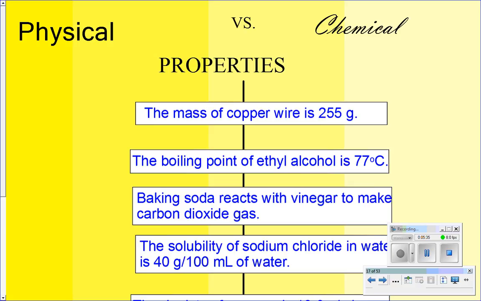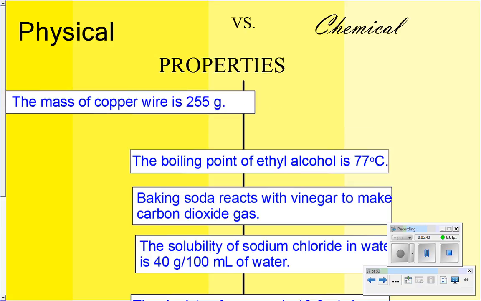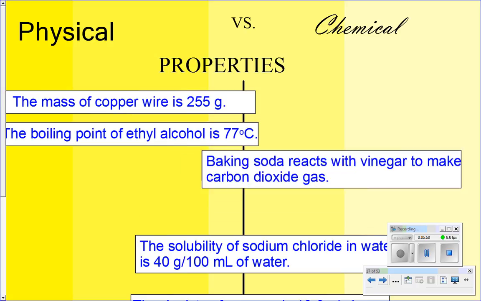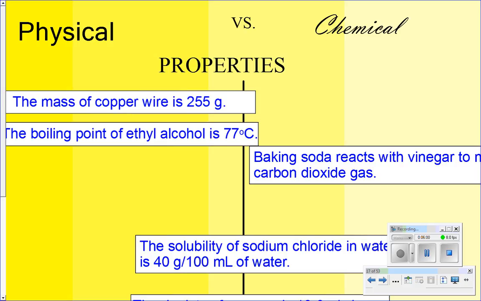So to classify some of these, if we wanted to measure the mass of some copper wire, measuring mass is simply a physical property. If we wanted to measure boiling point, all we're doing is boiling something. That's just a physical change, so it's a physical property. Baking soda reacts with vinegar to make carbon dioxide gas. So that fake volcano reaction is a chemical change.